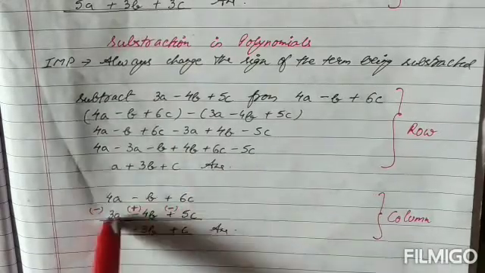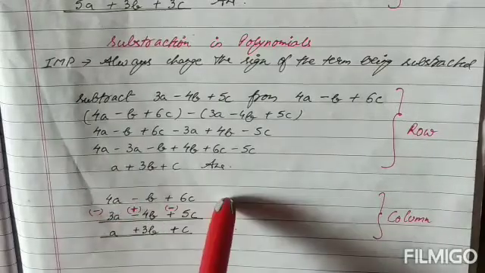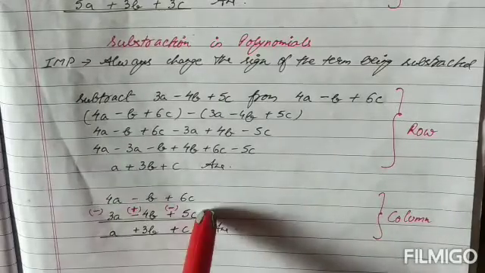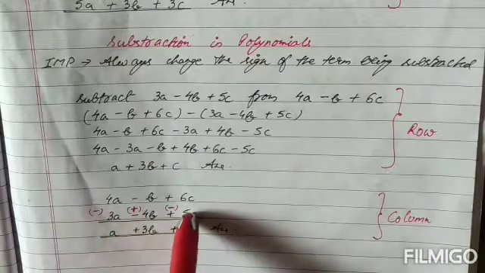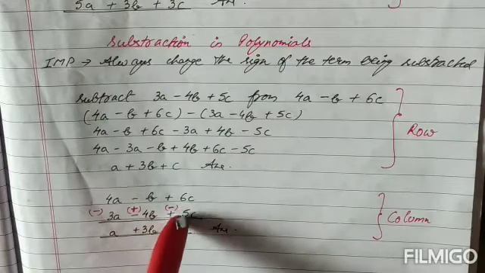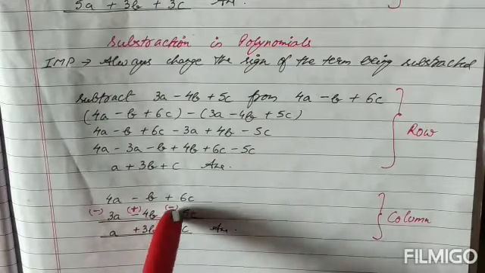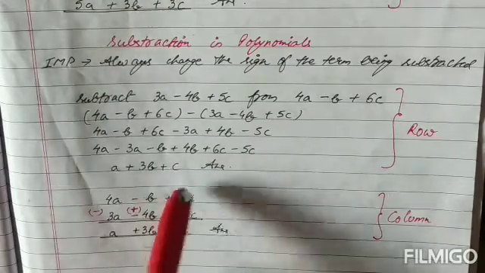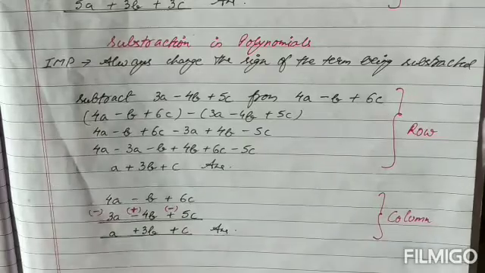Another method, column method, also I have shown you, children. First the second polynomial, then the first polynomial. With the red I have shown you how we change the signs. You also need to do it with the pen, children. Put it inside the bracket. The changed ones we write above that, and we change the signs and then do accordingly. So we get the same answer once again.